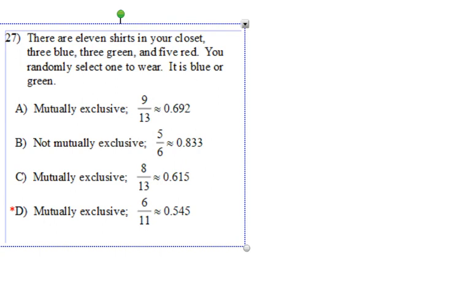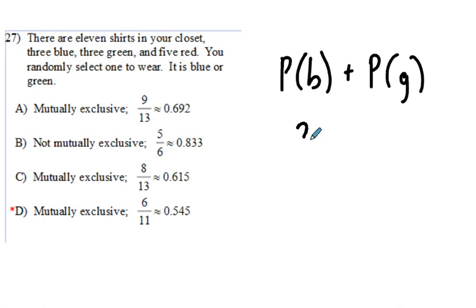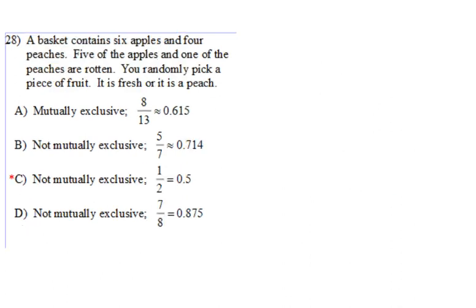27. There are 11 shirts in your closet, 3 blue, 3 green, 5 red. You randomly pick one. What's the probability it's blue or green? Blue or green means add. It can't be both, so these are mutually exclusive. They can't both be blue and green. How many are blue in there? They said there were 3 out of 11. How many are green in there? 3 out of 11. If you add those together, you get 6 out of 11.